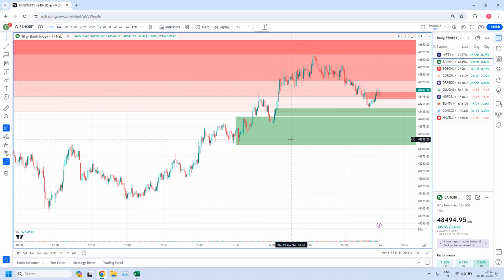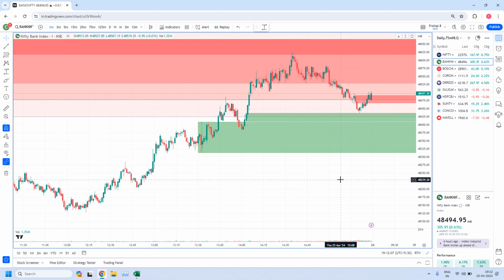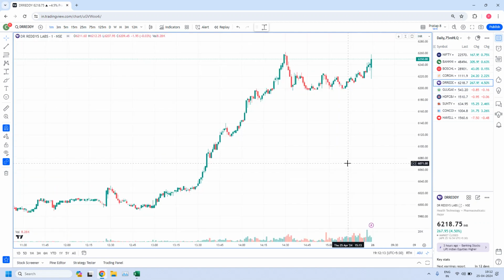Okay, this is the only one we got the trade. But there is one more trade also. But I don't know how many of you accepted. So that is Dr. Reddy. It's a huge profit. If anybody would have taken it, it's a huge profit.